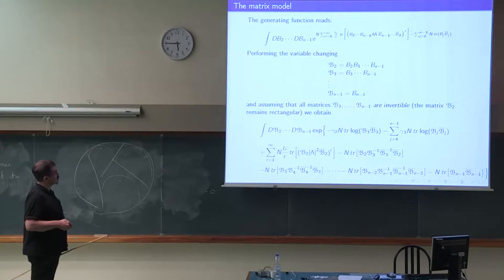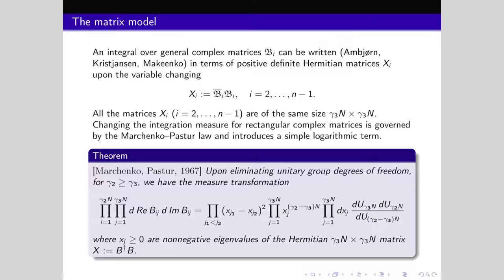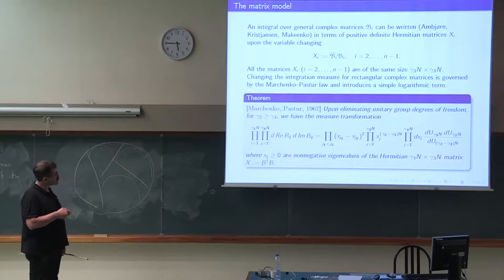And the next step is to produce another matrix transformation, which consists in introducing now Hermitian matrices that are quadratic combinations of these complex matrices.